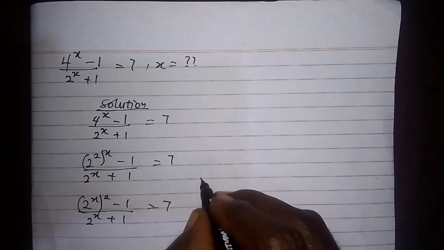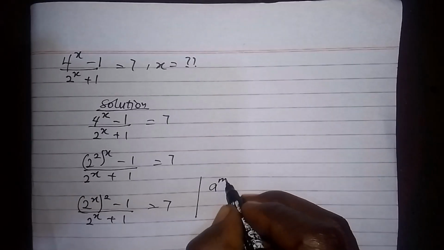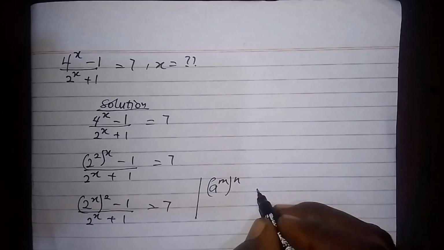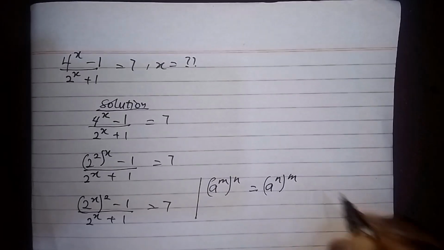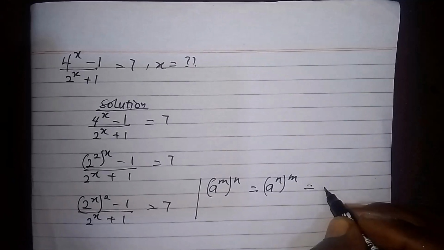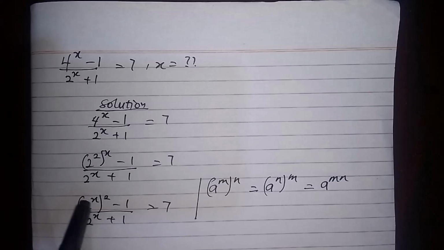This arose as a result of, from indices, a raised to the power m all to the power n can be written as a raised to the power n all to the power m, which all can be written as a raised to the power mn. So when you interchange the index, you still get the same result.